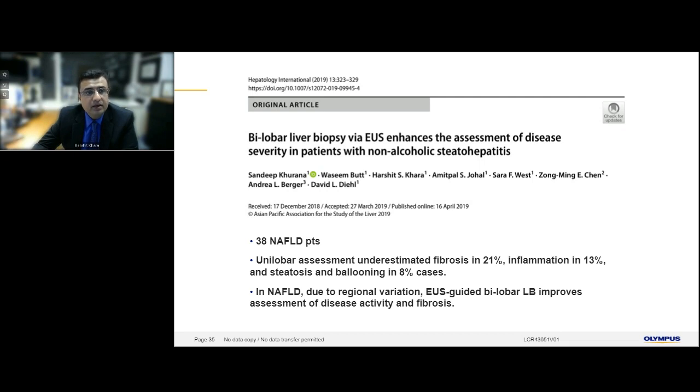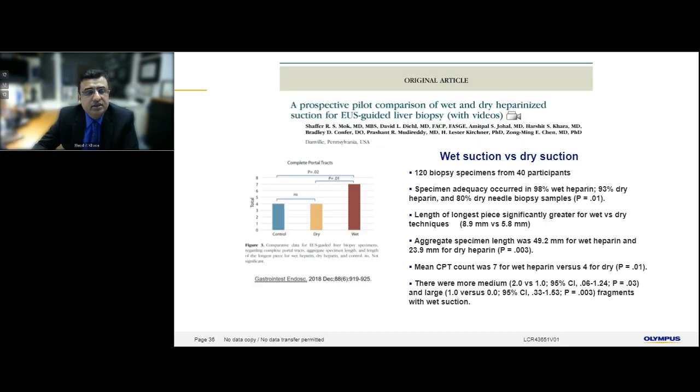sampling. And in regards to the suction techniques, we did a pilot study, again, a randomized trial comparing wet to dry heparinized suction. And we assessed 120 biopsy specimens from 40 participants, comparing wet heparin technique, which is what you saw demonstrated earlier, with dry heparin compared to the dry needle biopsy. And the specimen adequacy was significantly better in the wet heparin suction technique, both in regards to the length of the longest piece, the aggregate specimen length, as well as the mean CPT count. So that has been our go-to technique for the suction applied to the 19 FNB needle.